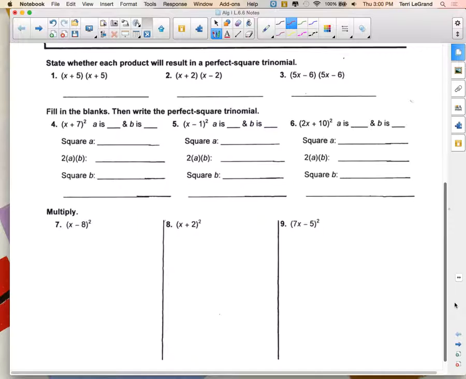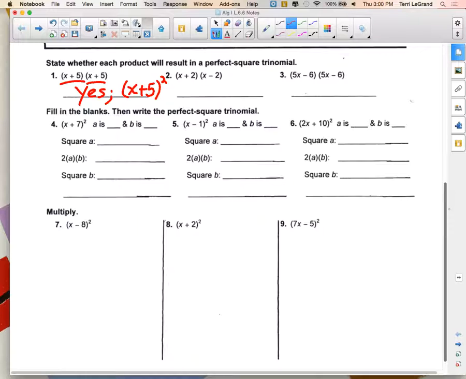Number 1 through 3. First thing we're going to do is state whether the product would result in a perfect square trinomial. So in other words, you're going to make a decision. Could I even apply this shortcut model rule to it? First thing you've got to see is, is it a binomial times itself? Yes. So we would say this is a perfect square trinomial. This would have a perfect square trinomial answer because we can write it as a binomial times itself, or a binomial squared. So I can apply this shortcut.